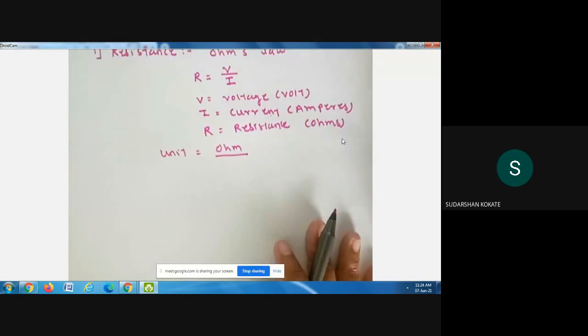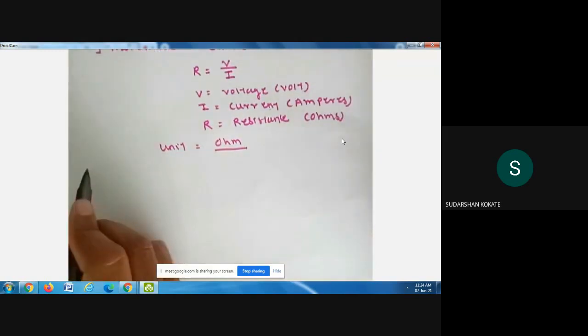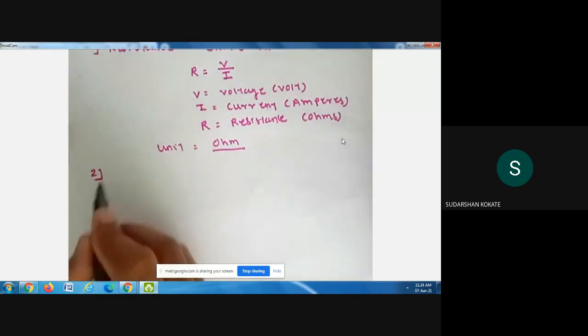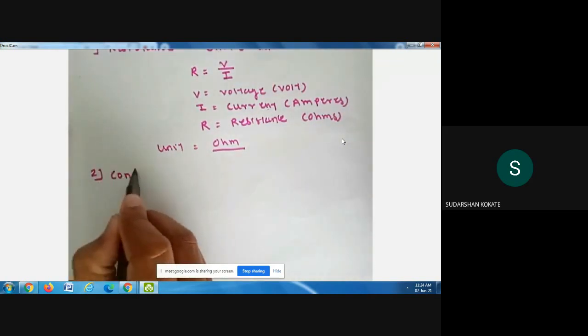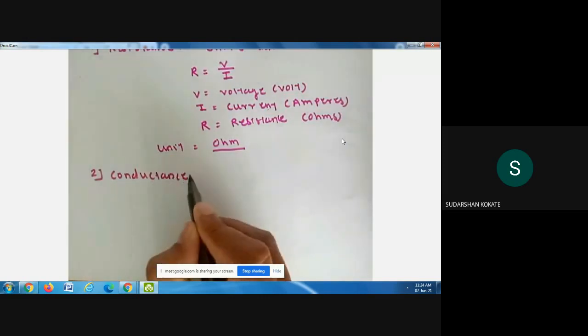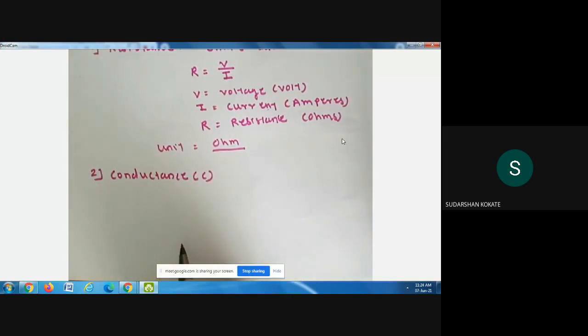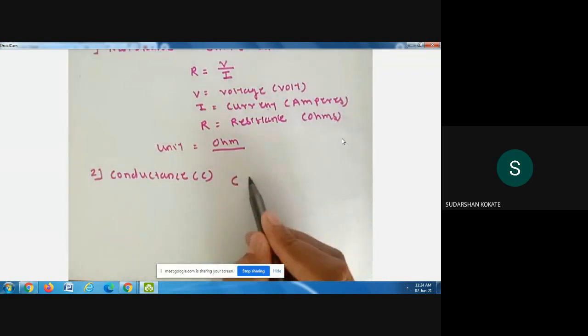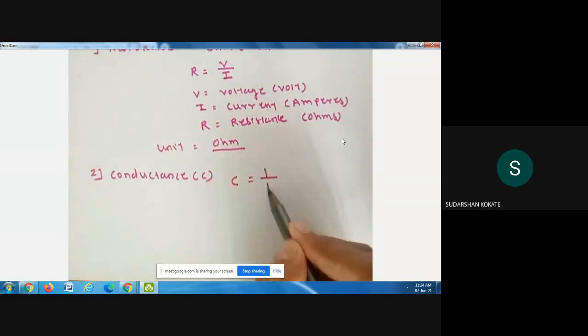The next concept, number two, is conductance. What is meant by conductance? This is denoted by small c. Conductance is defined as the reciprocal of electrical resistance, right? So the conductance is equal to 1 upon R. Mathematically, it is the reciprocal of resistance.